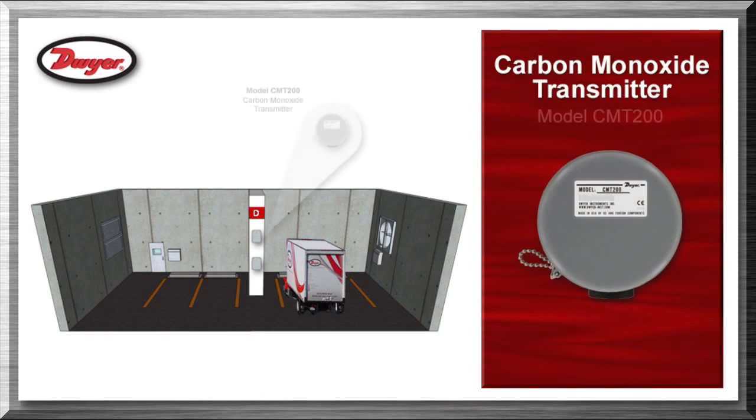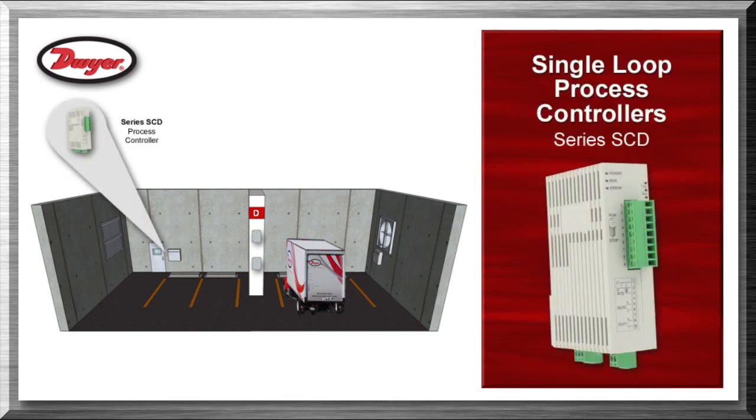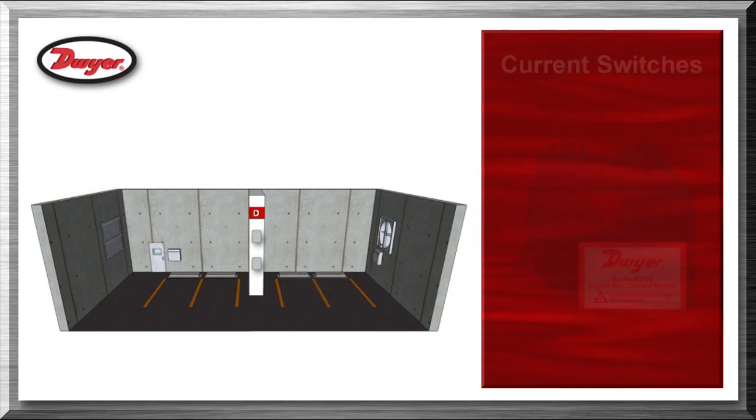Carbon monoxide, model CMT200, is used to monitor parking garage gas concentrations to ensure proper ventilation of vehicle emissions. Single-loop temperature controllers, series SCD, are used to control the damper position and the fan condition inside the parking garage. The control can either use PID or on-off control methods.